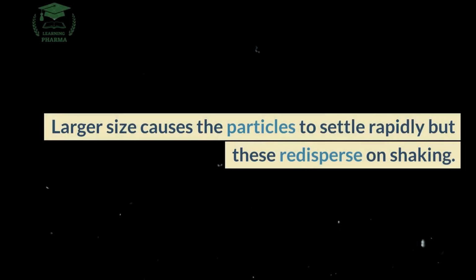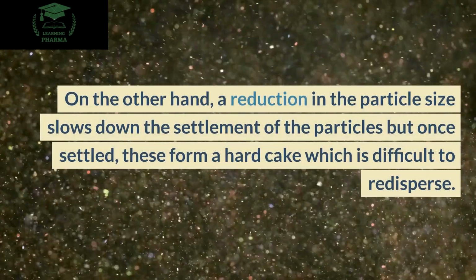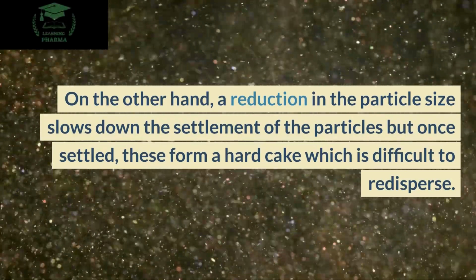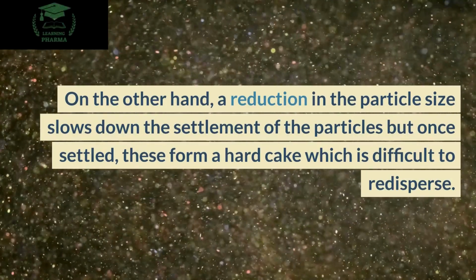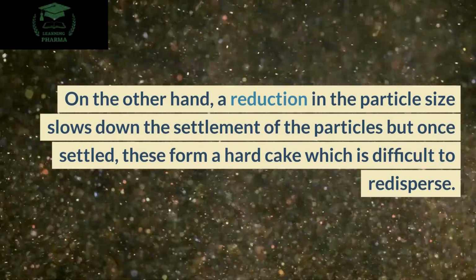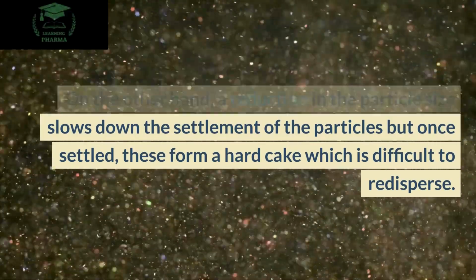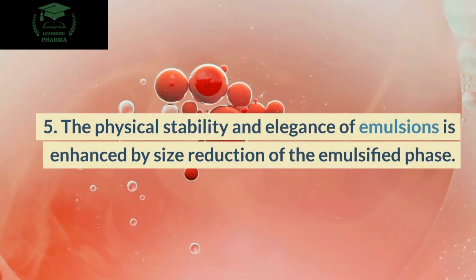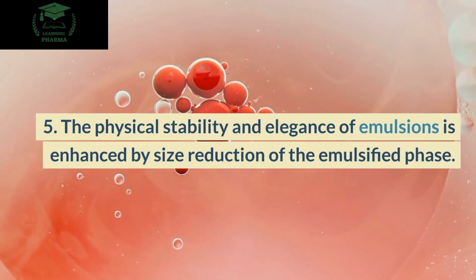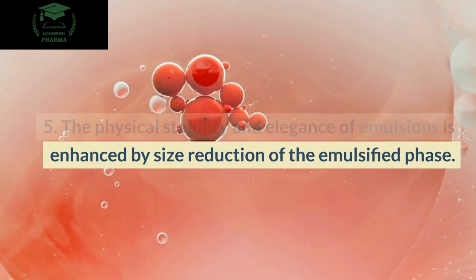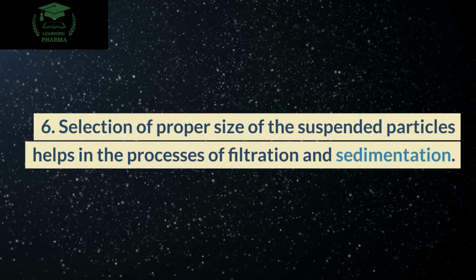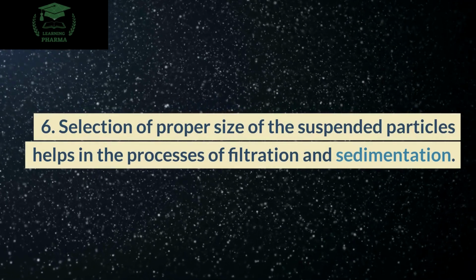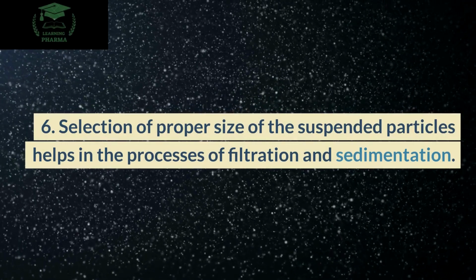Larger size causes the particles to settle rapidly, but these redisperse on shaking. On the other hand, a reduction in the particle size slows down the settlement of the particles, but once settled, these form a hard cake which is difficult to redisperse. 5. The physical stability and elegance of emulsions is enhanced by size reduction of the emulsified phase. 6. Selection of proper size of the suspended particles helps in the processes of filtration and sedimentation.